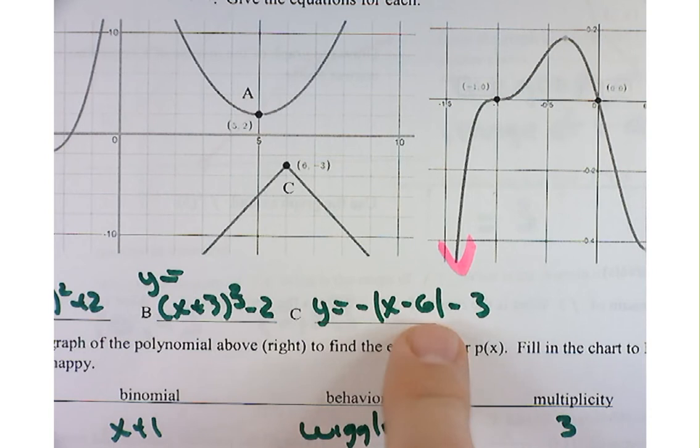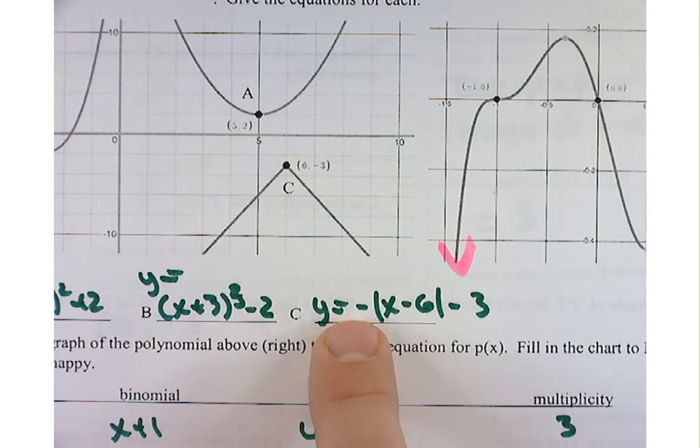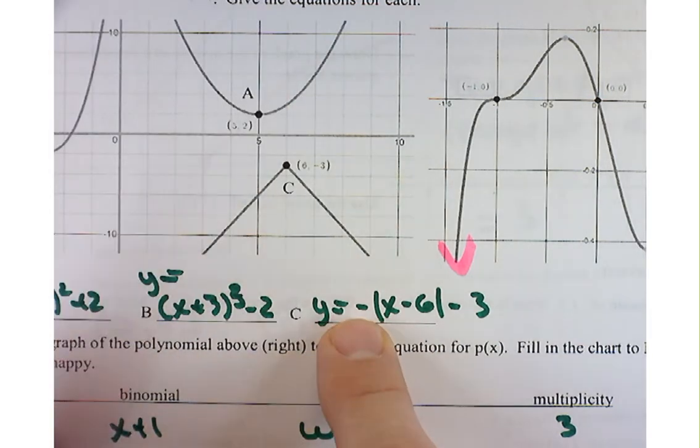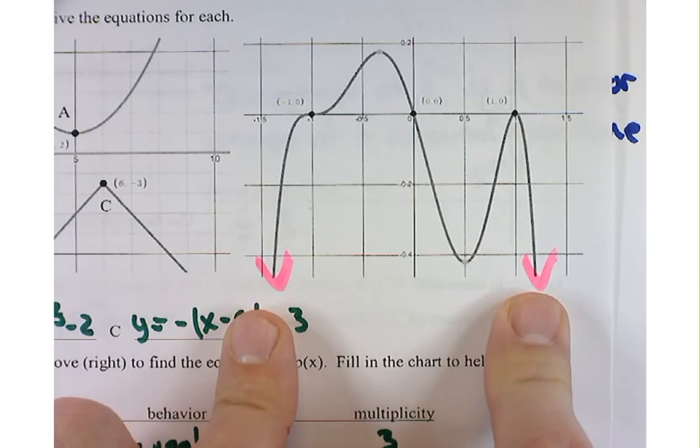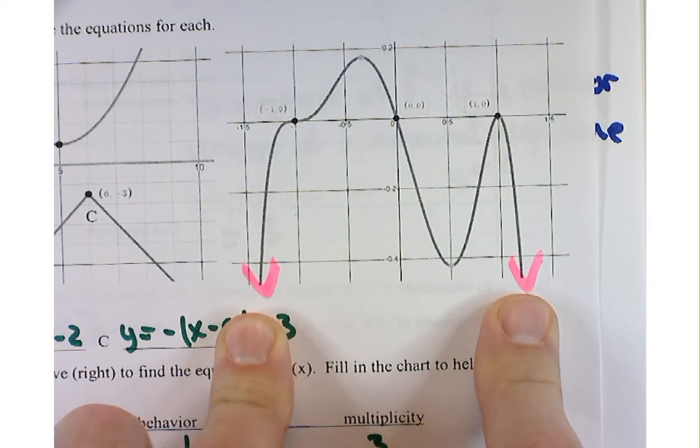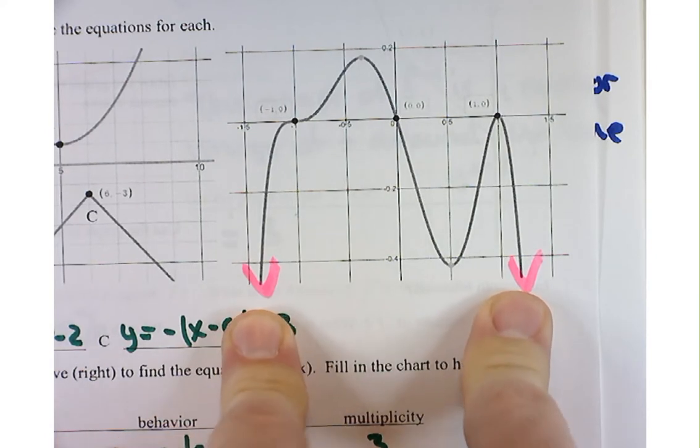X minus 6 is still going to shift to the right, and then the minus 3 is still going to be a vertical shift down. That negative only affects the way that this opens, so it's going to open down. Speaking of open down, you should recognize that this is going to be an even degree polynomial that has to open down. So what does that mean for the equation?